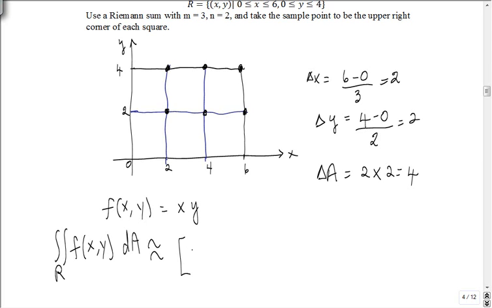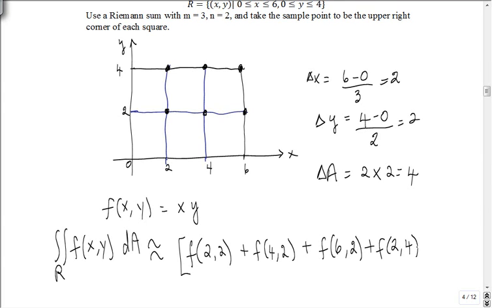So f of 2, 2, next point, plus f of 4, 2, plus f of 6, 2, plus f of 2, 4, plus f of 4, 4, plus f of 6, 4, and all of this is times delta A, which is 4.